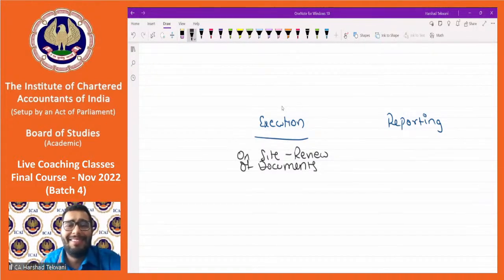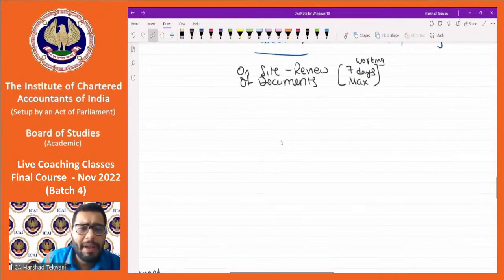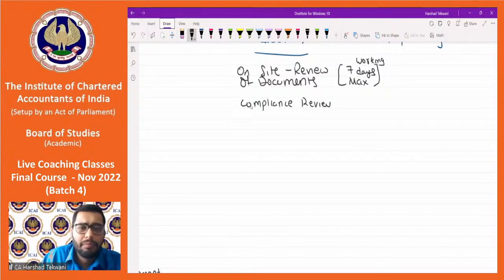Now you will be given 7 days maximum for the on-site review of documents. So you need to conduct the on-site review within 7 days. When I say 7 days, they are working days, not Saturday, Sunday, but working days. Now, when I say review, the review you will be conducting is first a compliance review. You will be conducting a compliance review.